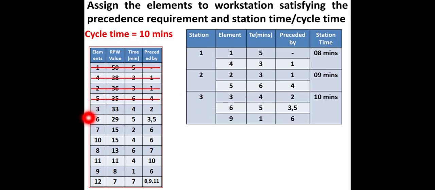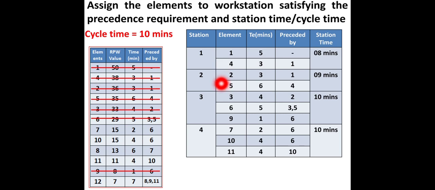Next will be 3, 6 and 4 plus 5, 9. Now I can consider element number 9 as it has only 1 minute time, and 6 is appearing on the upside of element number 9, that is, it is already assigned. That is why I can consider assigning element number 9 having 1 minute. So the total time will be equal to 10 minutes, which is equal to cycle time. So no problem in assigning element number 9. So station number 3 will have 3, 6 and this 9th element.